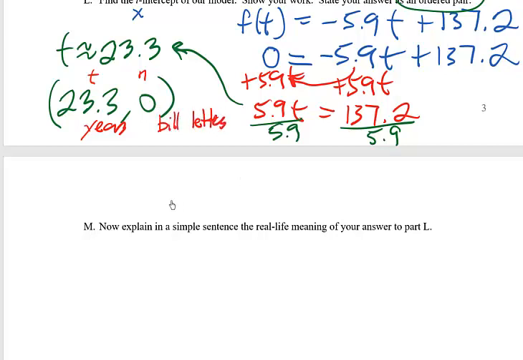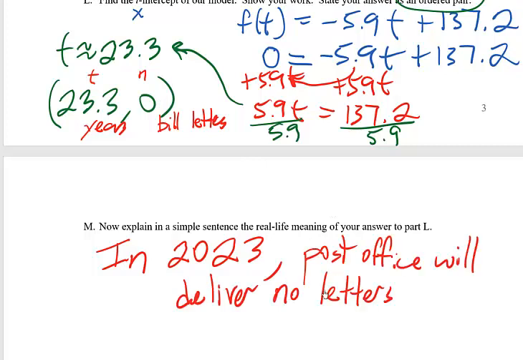So we've been rounding our years off to the nearest whole year. That would be 23. 23 years since 2000 would be the year 2023. So in 2023, what's going to happen? Well, we're saying the post office is not going to deliver any letters. In other words, I think we're saying the post office is going out of business in the year 2023.